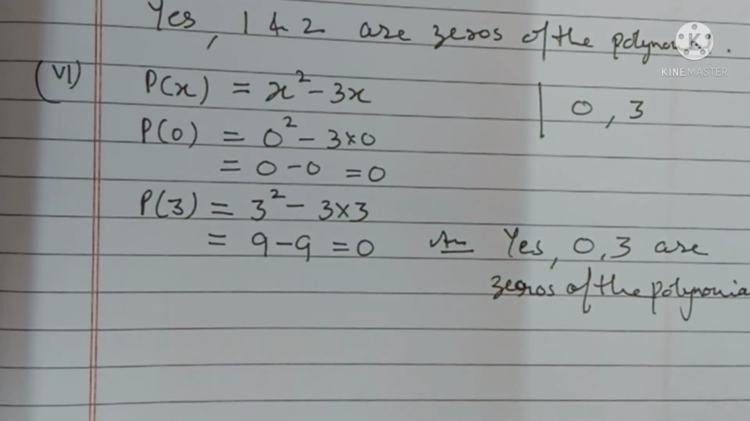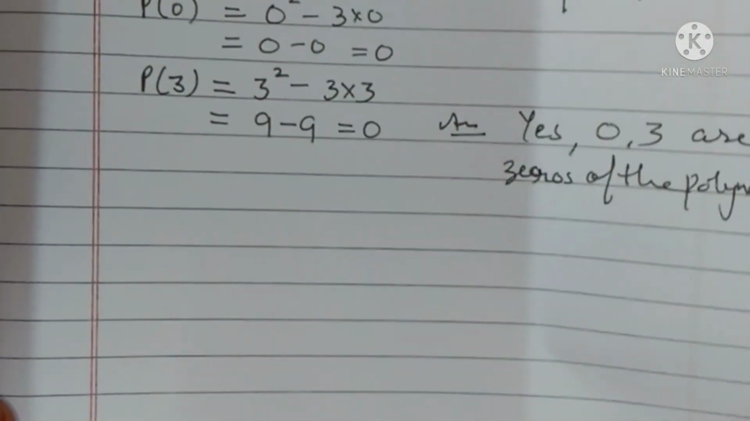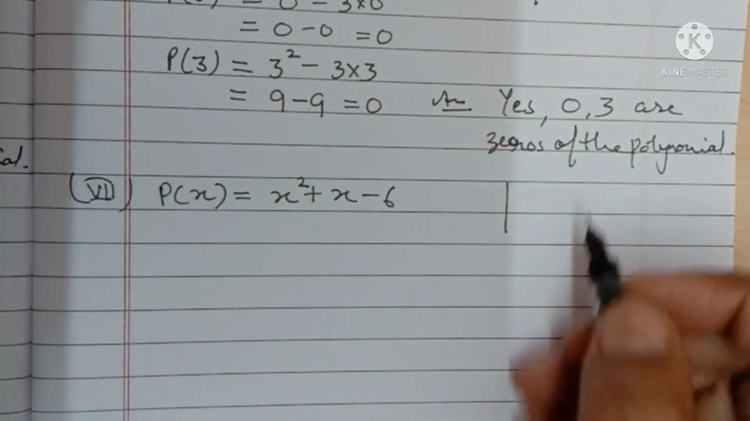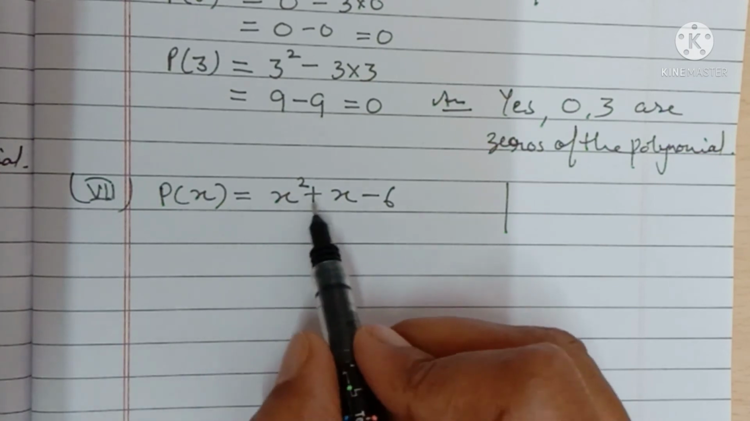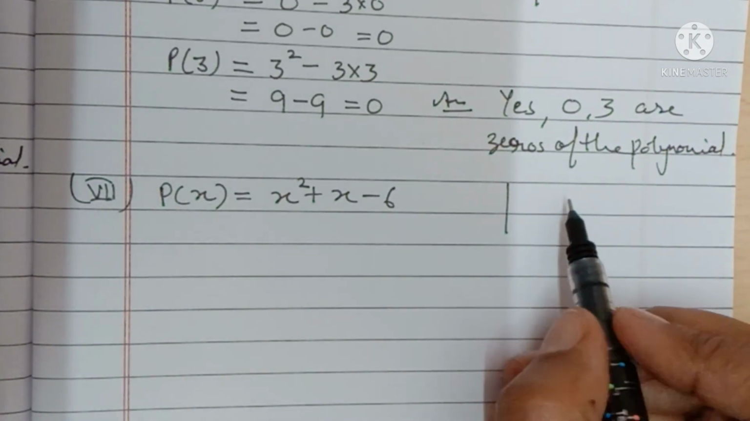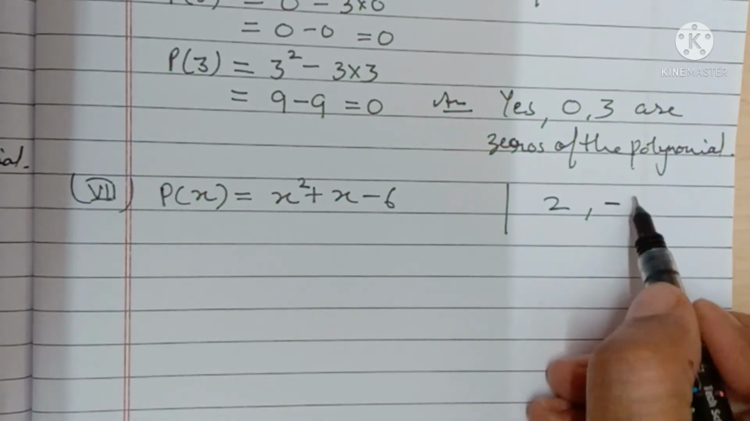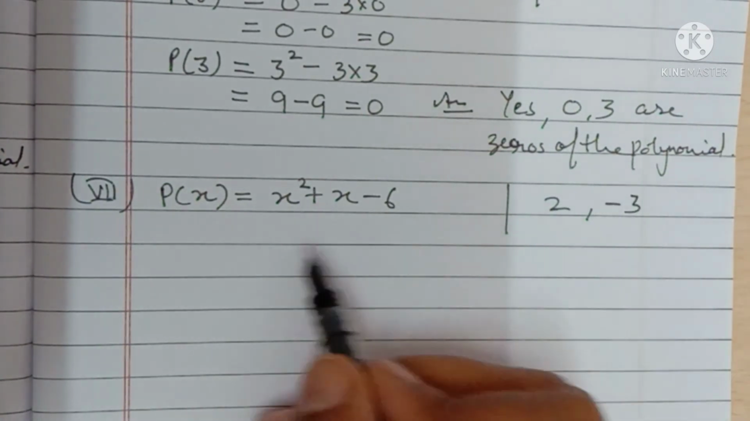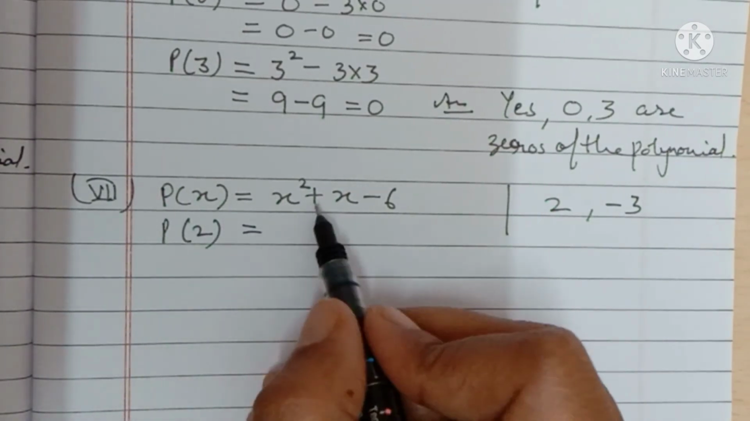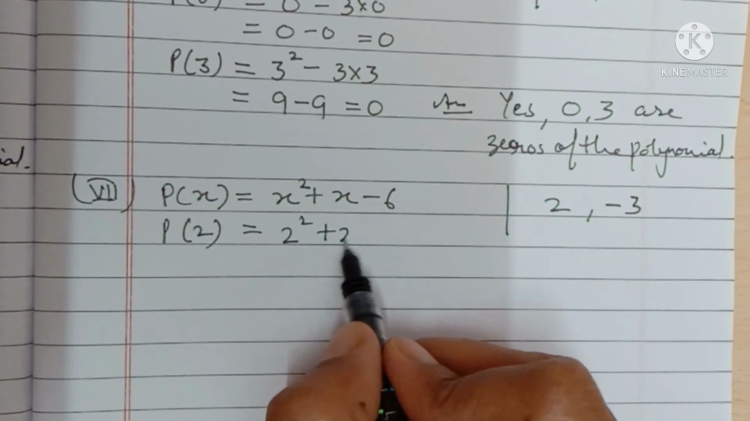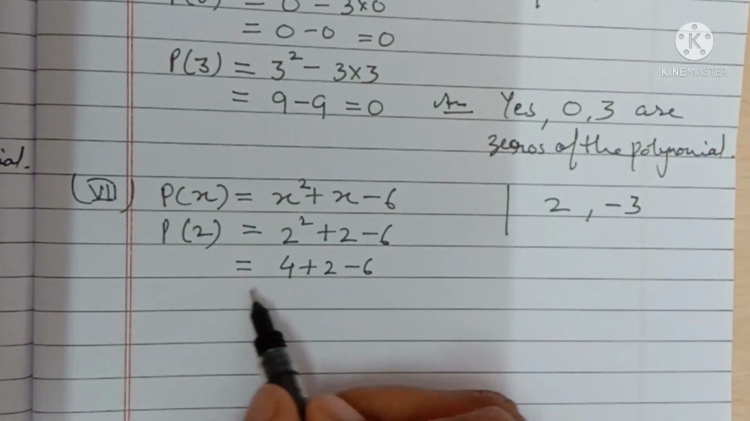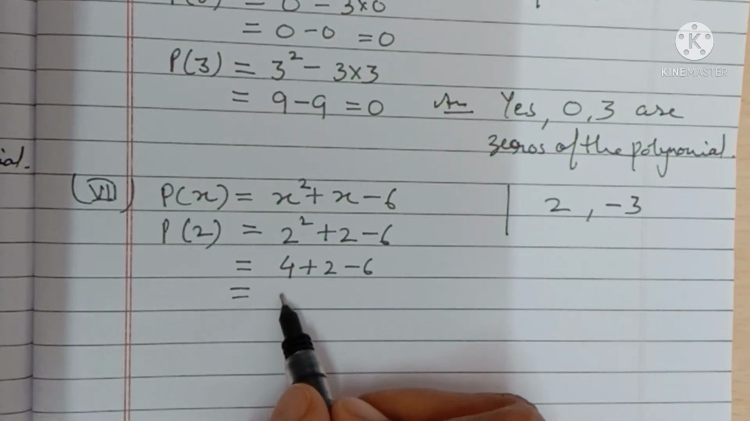Now the last part, the seventh. p(x) = x square plus x minus 6. Here we have to find out whether 2 and minus 3 are the zeros of the polynomial. So substitute the value. p(2) = 2 square plus 2 minus 6. This becomes 4 plus 2 minus 6. 6 minus 6 is equal to 0.